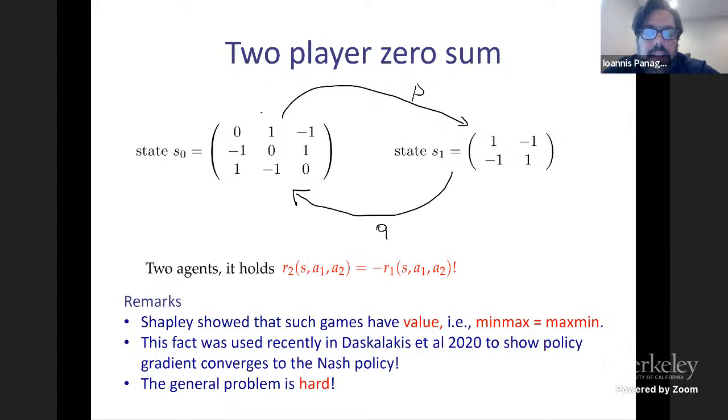These settings are more or less well understood by this time. Effectively, Shapley showed that two-player stochastic zero-sum games always have a value. In particular, you can show the min-max theorem, so min-max equals max-min.